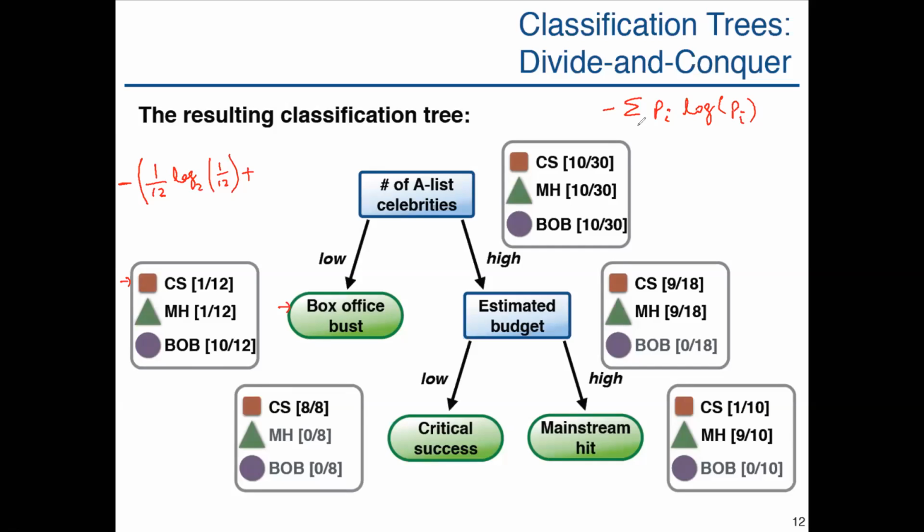Then since it's sigma, that means you have to add it for the other categories as well. So mainstream hit के लिए भी, we're going to repeat the same thing, 1/12 into log to the base 2 of 1/12. And again, we're going to add for the last category, that is box office burst, 10/12 into log to the base 2 of 10/12. और ये हमारे यहाँ पे bracket close हो जाएगा. ठीक है? This is going to be the entropy for this particular node.